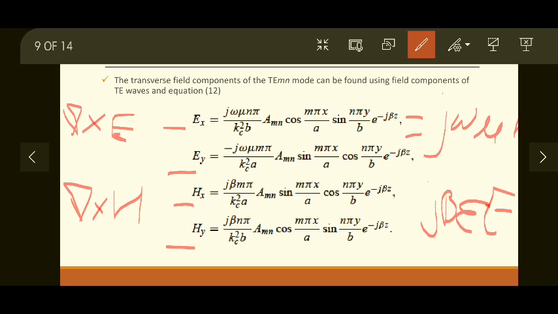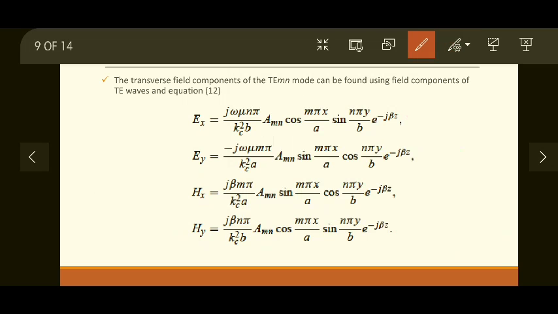Okay, so it's a simple process of finding the x and y components. So the key is to find the value of Hz so that you can find these x and y components, because these are the transverse components of the traveling electromagnetic wave in case of TE mode.